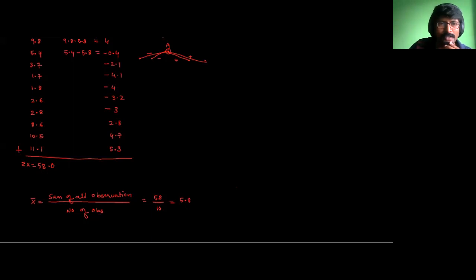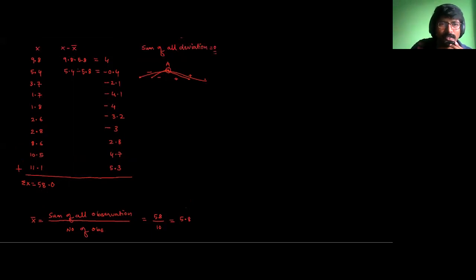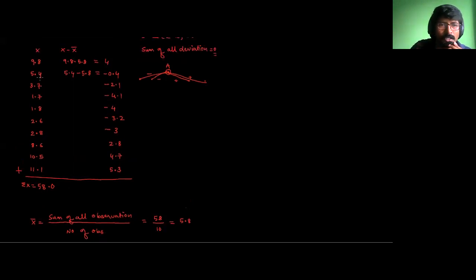Now what are we supposed to calculate? X minus x bar. So 9.8 minus 5.8, we're going to get 4. 5.4 minus 5.8, we're going to get negative 0.4. And so on. If we keep subtracting 5.8 from each and every observation, we're going to get this column. And now if we add all together, the answer will come up as 0. You can just check that out: 4, 4.7, 5.3, 2.8. If we add together and subtract all these negative numbers, we will get 0.